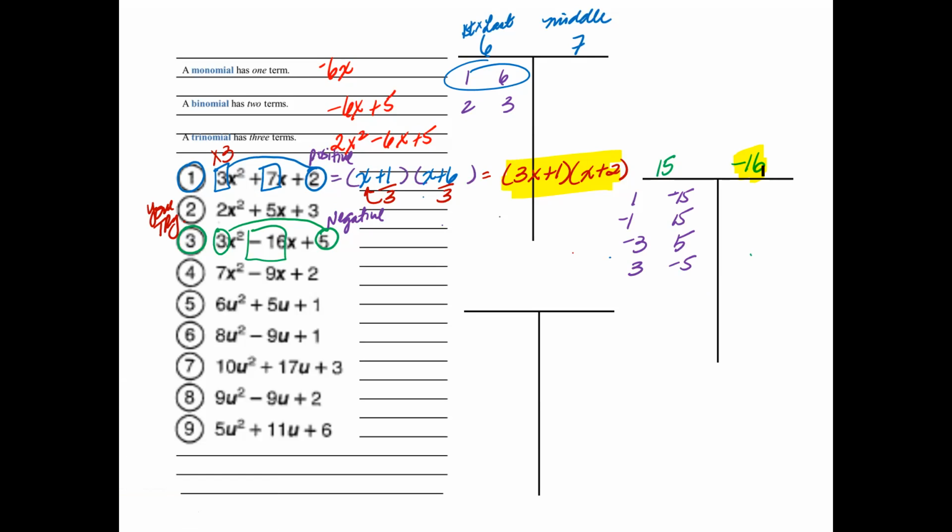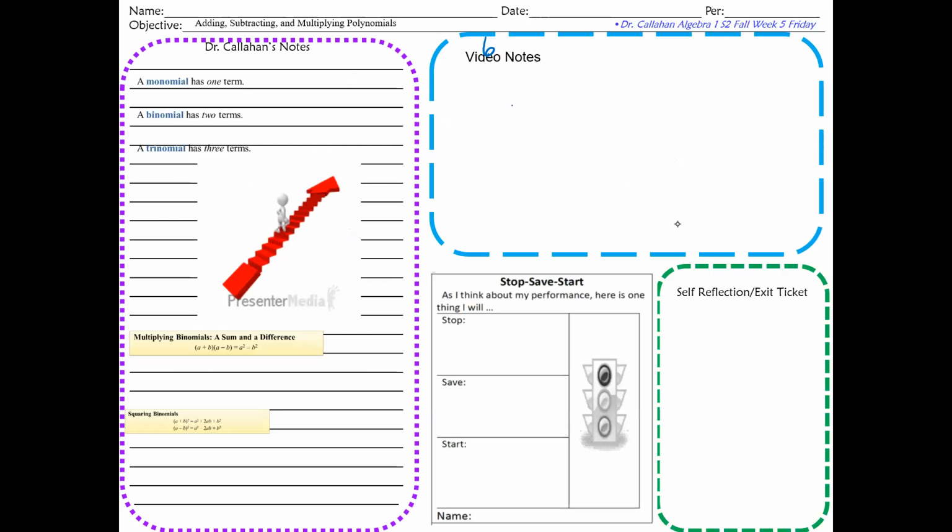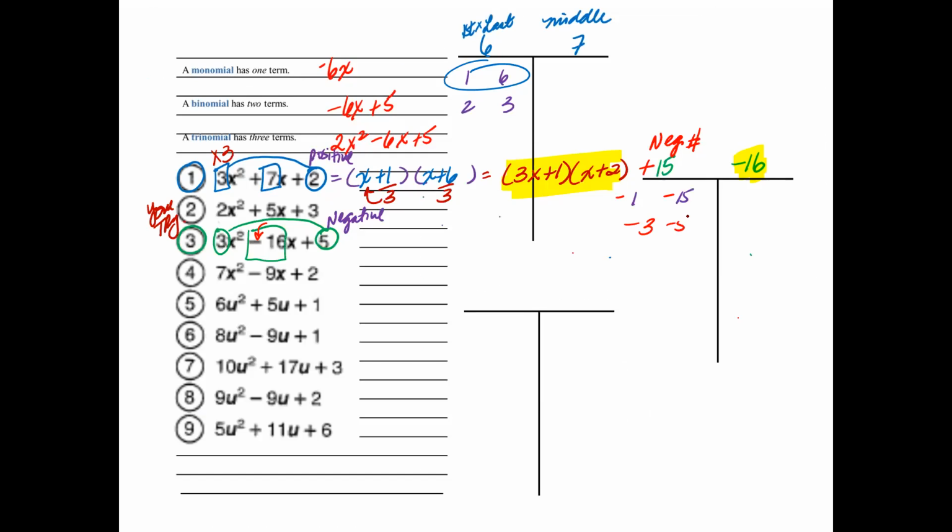And you know what? I just noticed that I put the signs incorrectly. So let's go back and do this, because none of them add up to negative 16. Okay, so you want something that multiplies together to give me a positive 15, but you do have to include negative numbers because of the negative right there. So negative 1, negative 15, negative 3, negative 5. Which one of these adds up to a negative 16? And you got it. It's this one right here.